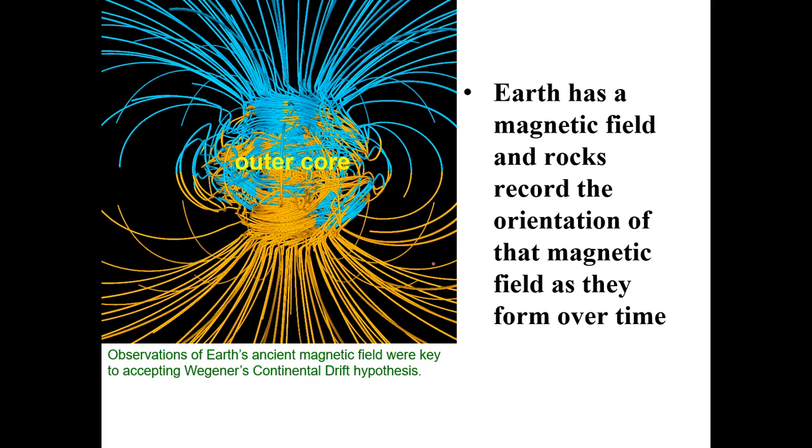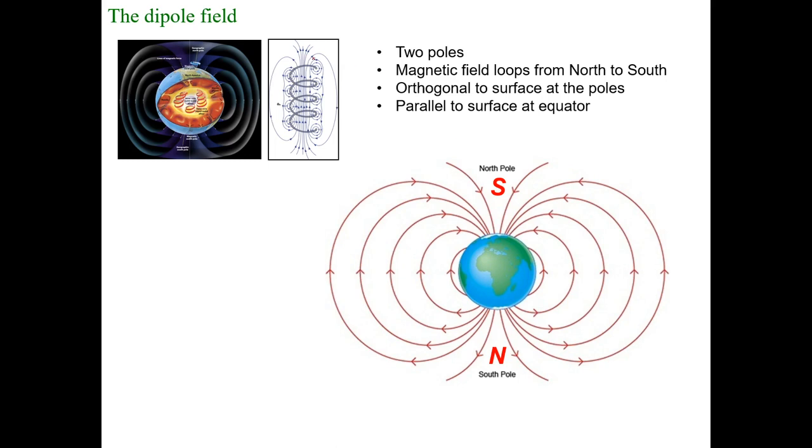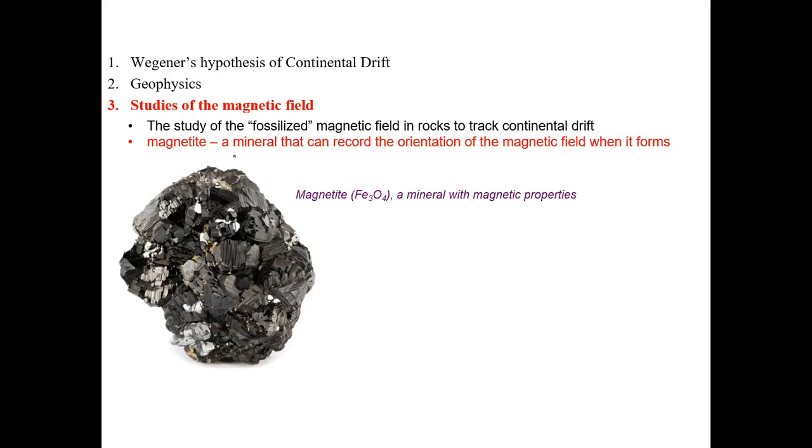So what is kind of interesting is that the rocks of Earth have recorded that magnetic field over Earth's history. So you know that we have two poles. We have a North Pole and a South Pole. And what we find is that the rocks of Earth contain a mineral called magnetite. And that magnetite is like a little magnet. It's like a little compass.